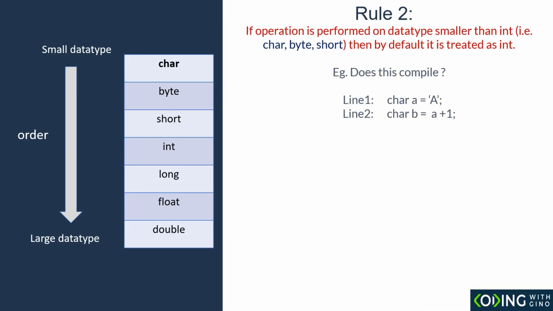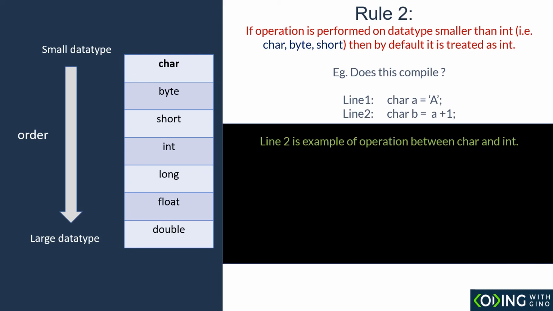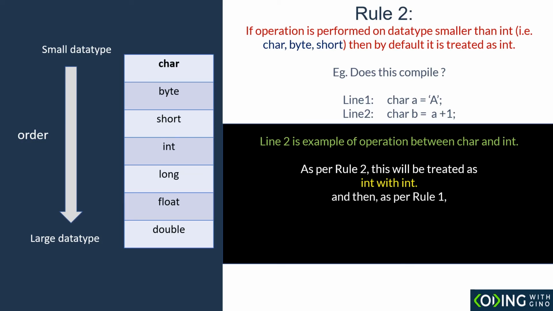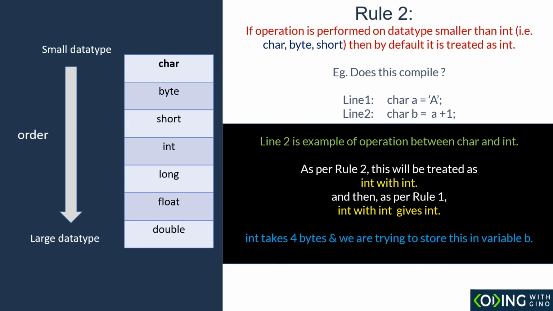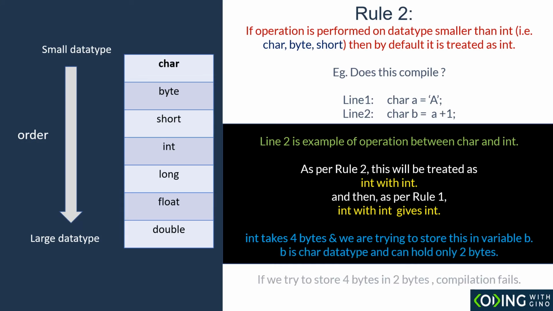How about this question? Does this work? This is similar to the last question. Line 2 is an example of operation between char and int. As per Rule 2, this will be treated as int with int. And then, as per Rule 1, int with int gives int. Int takes 4 bytes and we are trying to store this in variable B. But B is char data type and can only hold 2 bytes. If we try to store 4 bytes in 2 bytes, compilation fails. Hence, answer is compilation fails. Next.